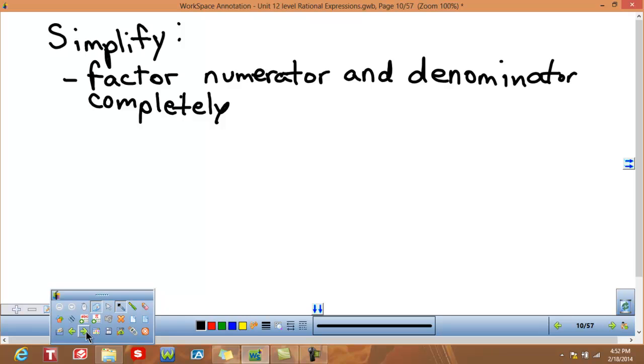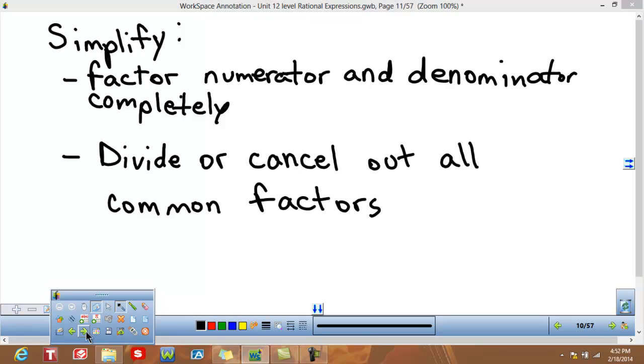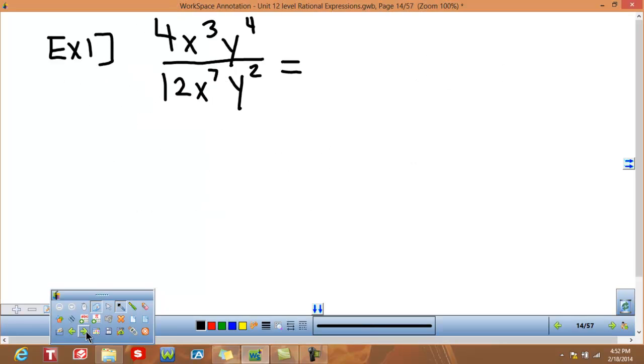Simplifying rational expressions. To simplify a rational expression, we need to factor the numerator and denominator completely. Divide or cancel out all common factors. Example 1. This is a simple rational expression.